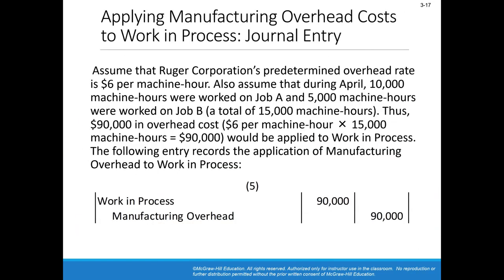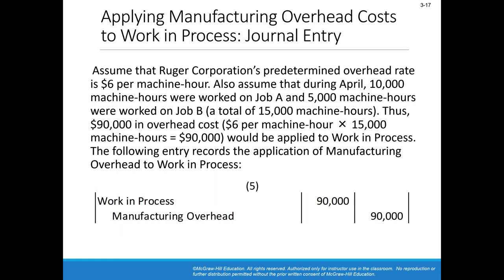Okay. So assume that Rugger Corporation predetermined overhead rate is $6 per machine hour. So we're basing the allocation basis at machine hour, and we're saying that it's $6 per machine hour. That is our predetermined overhead rate, which is that estimate. That's what's done before the period starts. And then assume that during April, 10,000 machine hours were worked on job A, 5,000 machine hours on job B, for a total of 15,000 machine hours. So thus 90,000 in overhead costs.